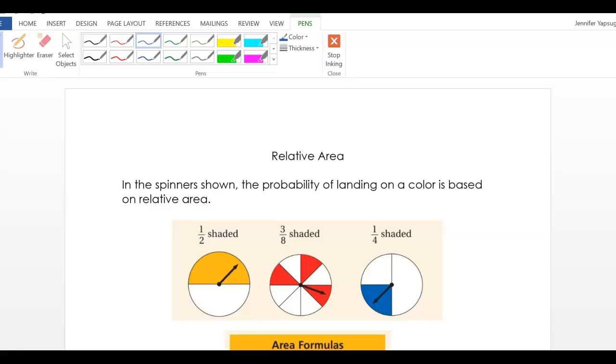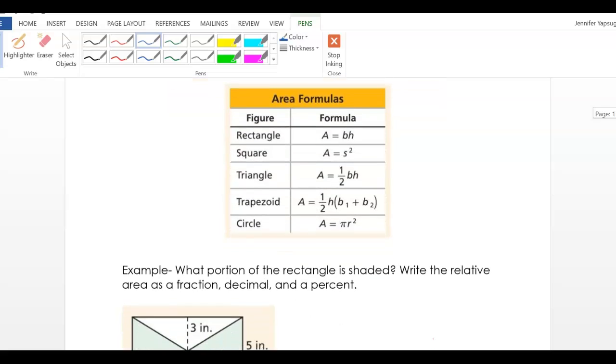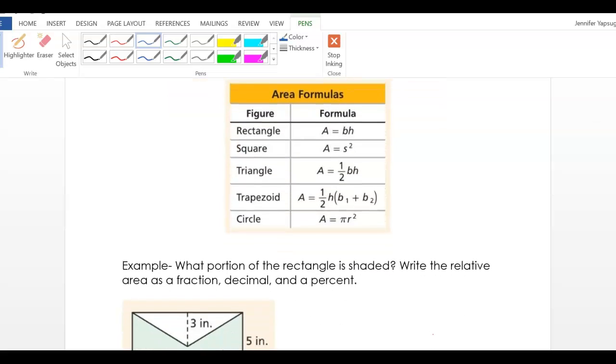Now we're going to take it a step further and look at how these relate to different geometric properties and different figures. If you scroll down, you can see that I've included some area formulas to help you as you look at these different figures and try to calculate what portion is shaded and what portion is not.